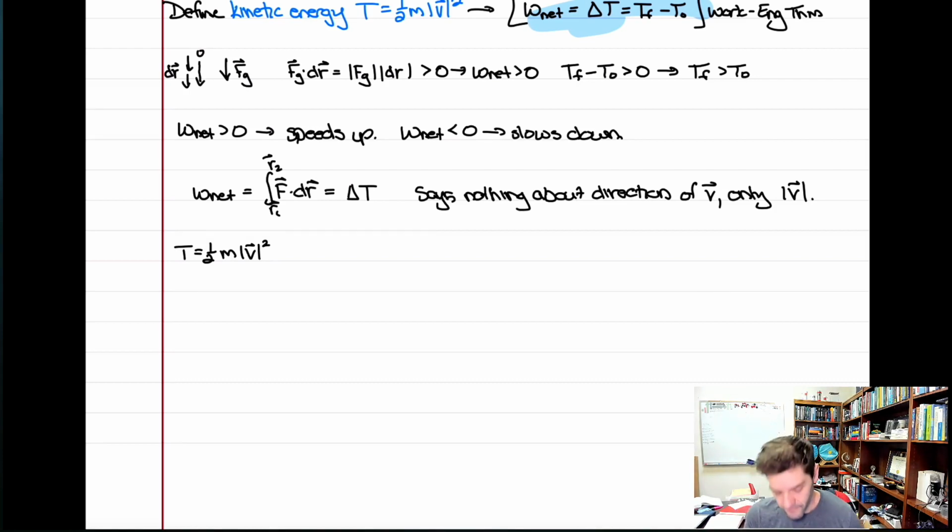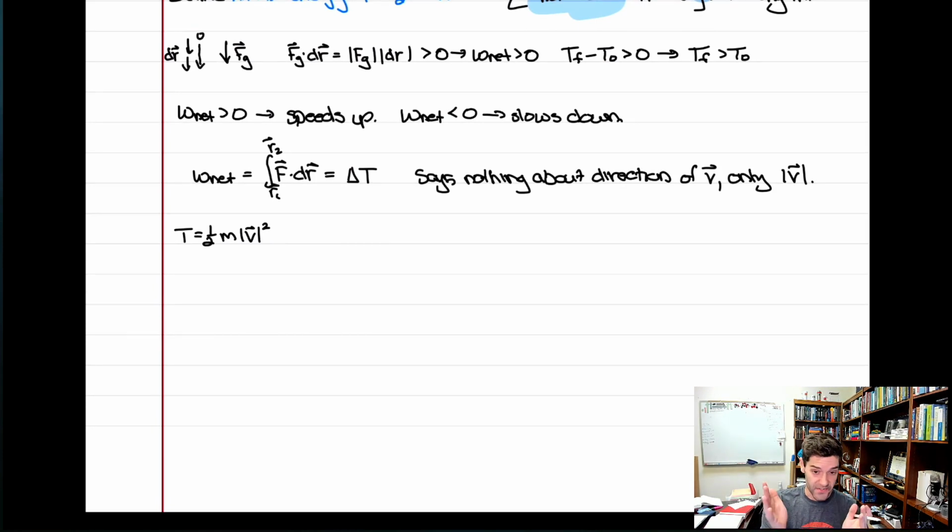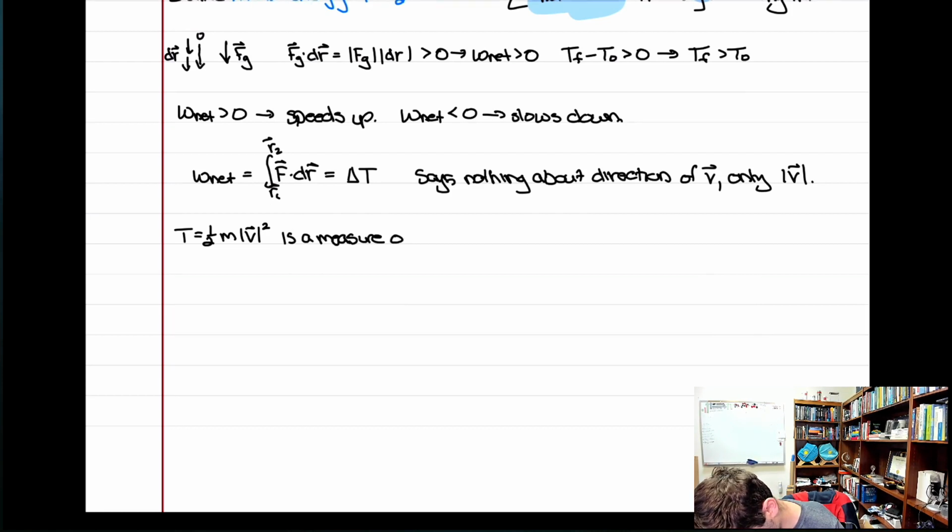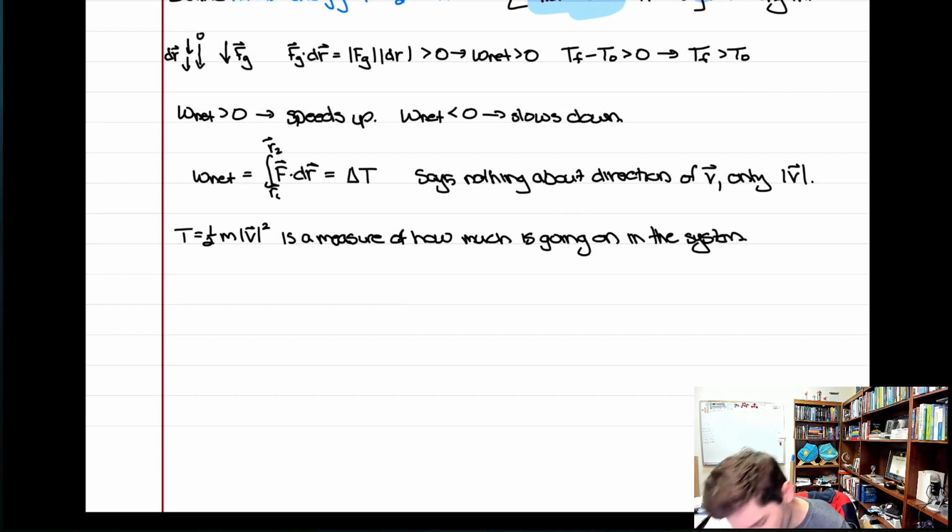But kinetic energy, what is this saying? If you tell me the kinetic energy of a system, which again, I don't really need to write it down, what is the kinetic energy of a system? You're just adding up the kinetic energy of all the individual parts in the system. T is a measure of how much is going on in the system. If things are moving around and there's lots of motion associated with the system, that system will have a high kinetic energy.